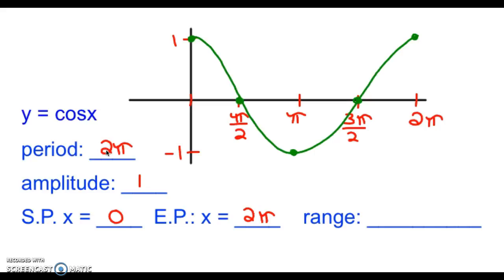So cosine really goes high, middle, low, middle, high. That's the pattern for the 5 points. It starts out high, middle, low, middle, high. And again, just like sine in this case, the range of my y values is -1 to 1.